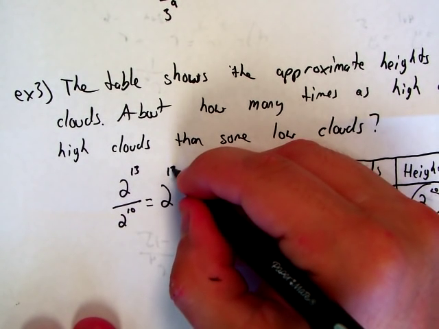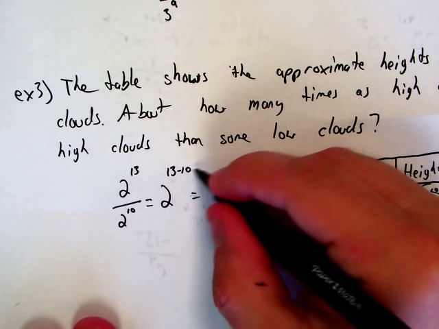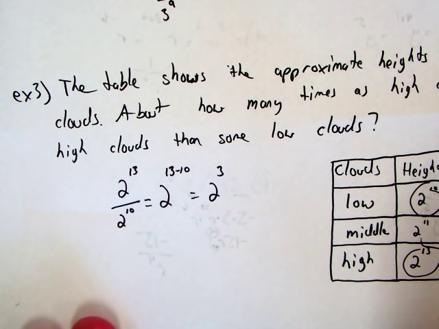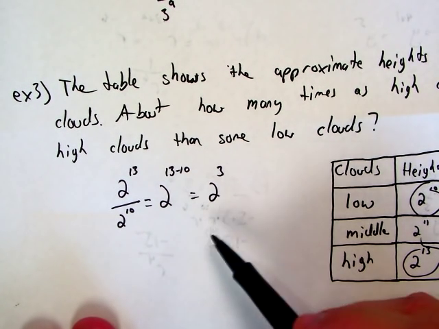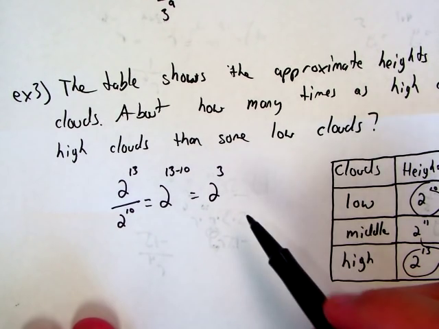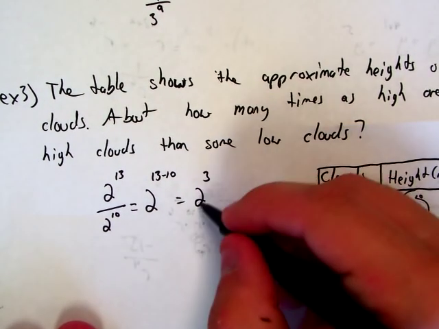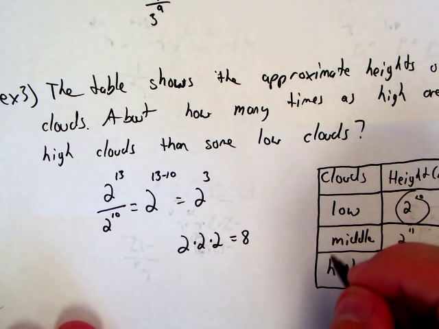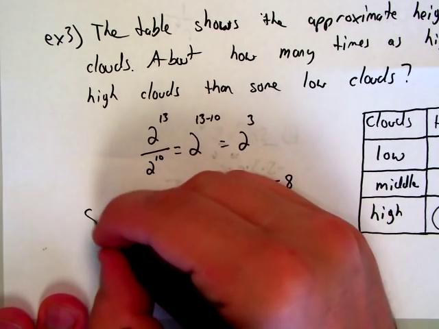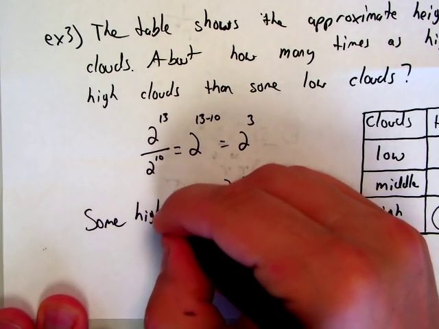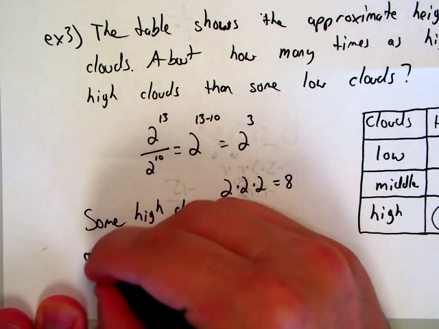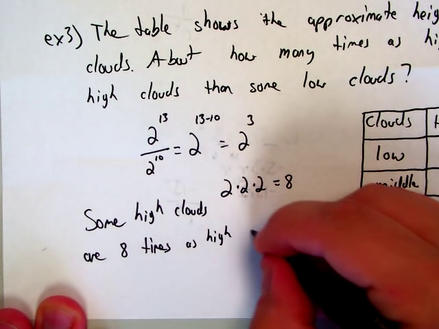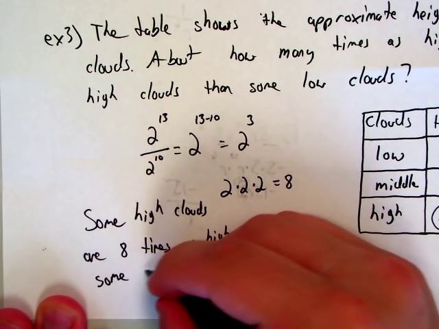Which means I keep the base, I subtract the exponents. 13 minus 10 is 2 to the 3rd. So I could say that some high clouds are 2 to the 3rd times higher than some low clouds, but that number doesn't really make sense in that context. So 2 to the 3rd is 2 times 2 times 2, which happens to be 8. So I would say that some high clouds are 8 times as high as some low clouds.